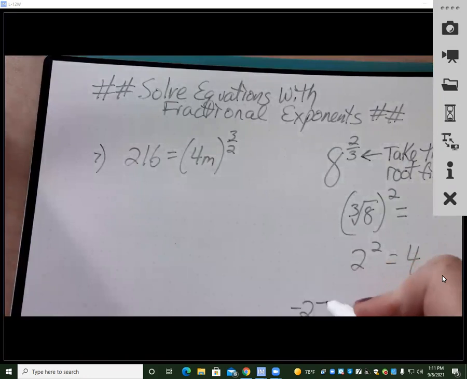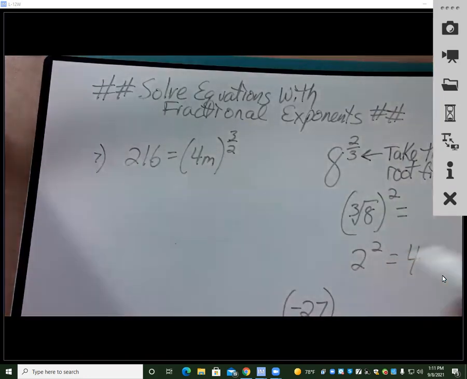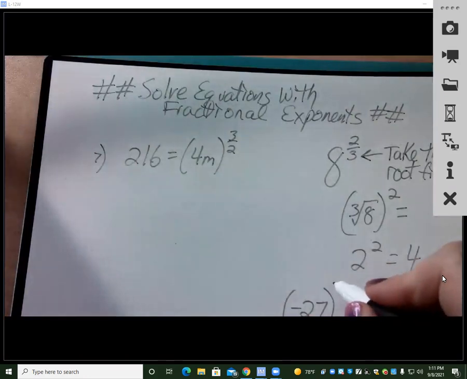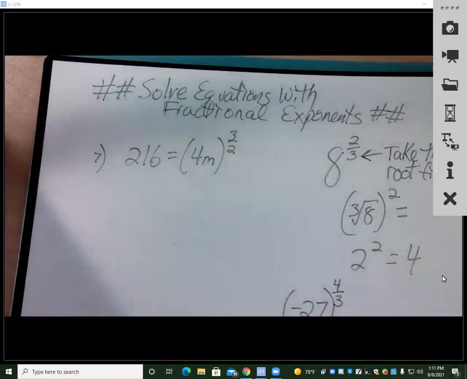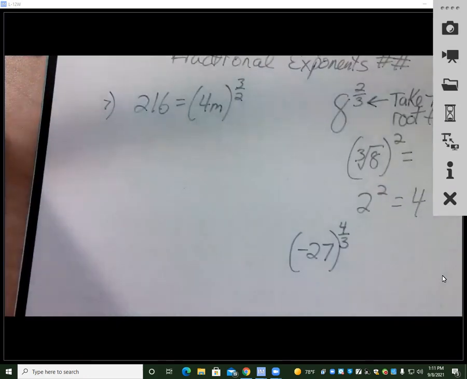-27, and we did that to the, let's do that to the 4/3 power. So think about what that means. You're really going to start with the denominator. You take that root of -27 and then raise it to the numerator. So see if you can come up with this. Okay, hold on to it for 1 second.